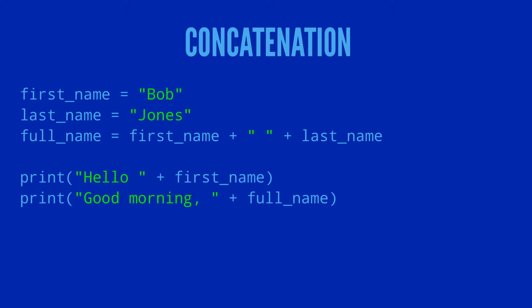We then spoke about concatenation. Concatenation is the act of adding together two or more strings. Again, there are some examples on the screen there. We take some variables that contain strings and we add them together to make other variables, and that is called concatenation.